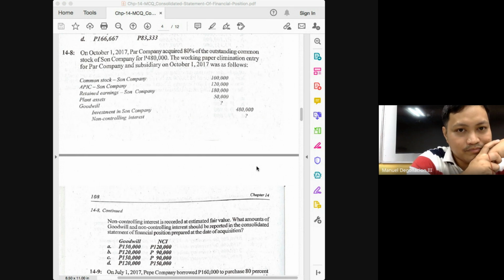So here, we're given the eliminating entry on the date of acquisition. It's a partial entry. Two amounts are lacking, and these are your goodwill and non-controlling interest. So basically, we're being asked to solve for the resulting goodwill, class. Okay? And why is this not as simple as how we've been computing for goodwill?